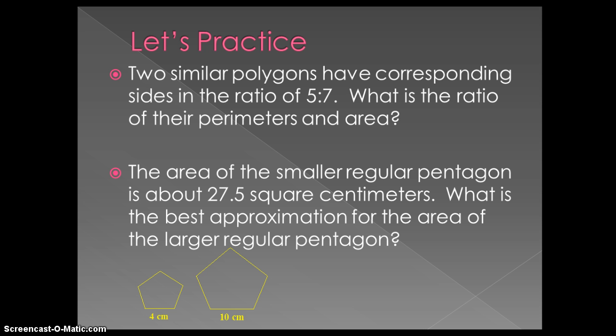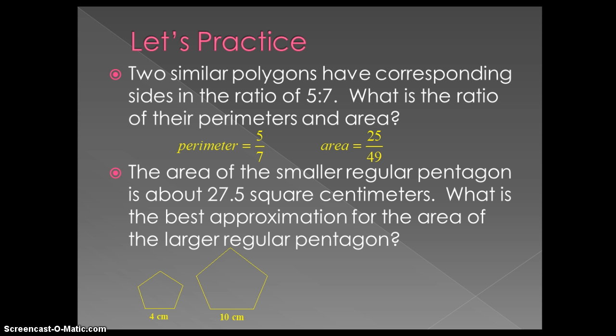Now let's look at another example. Two similar polygons have corresponding sides in the ratio of 5 to 7. What is the ratio of their perimeters and area? Well, we know that the ratio of their perimeters is the exact same as the ratio of their sides, 5 to 7. But the ratio of their areas is going to be 5 squared over 7 squared, or 25/49. So these are how area and perimeter relate. So let's put this into practice, how this is actually going to help us find area and perimeter.